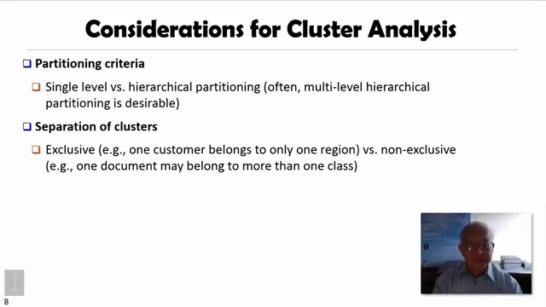The second thing we want to consider is how the clusters can separate the objects. It can be hard or exclusive, or soft, non-exclusive. Exclusive means one object, like one customer, can belong to only one region. Non-exclusive, for example, means one document may belong to more than one cluster.